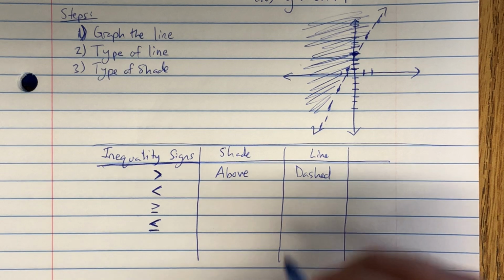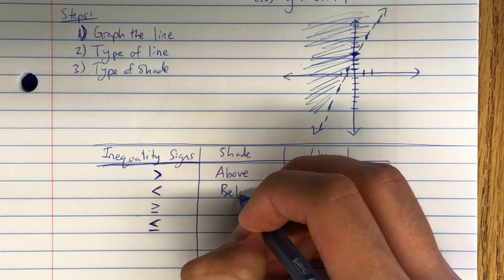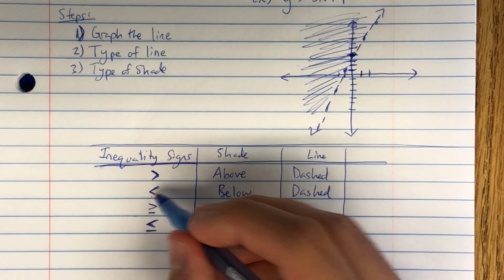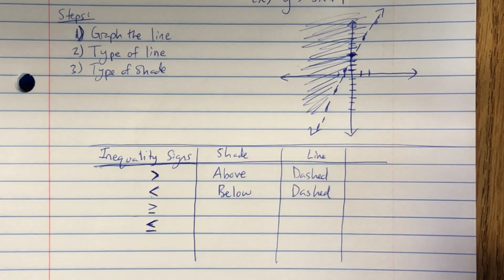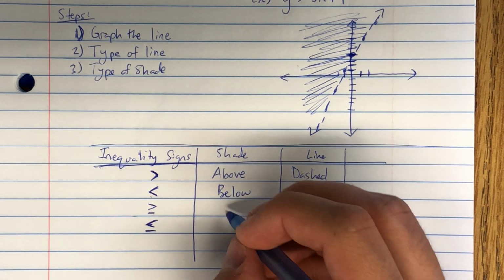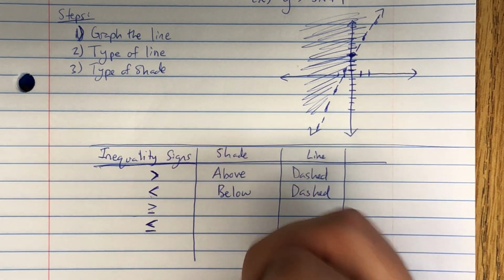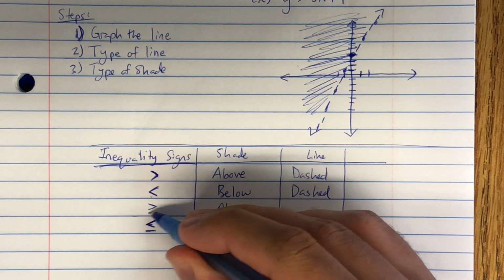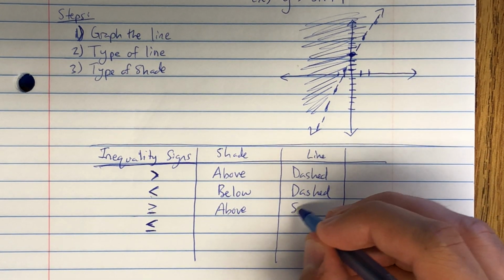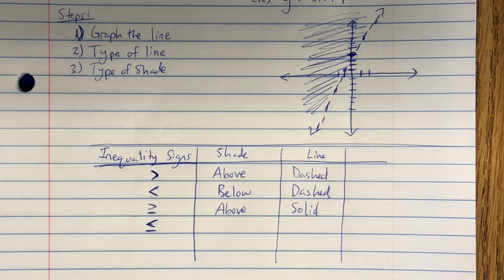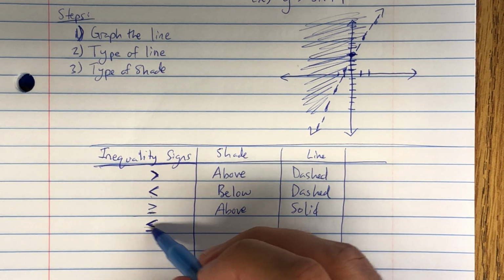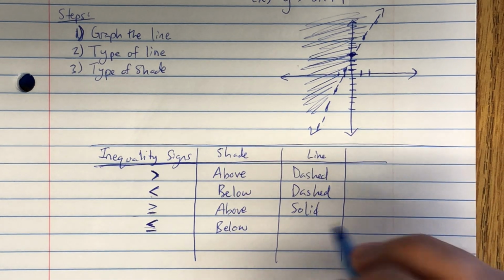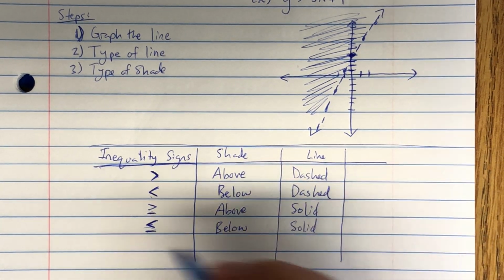When it's less than, we would shade below. And again, we would have a dashed line because it's not including the points on the line. When it's greater than or equal to, so greater than again means above. But since it is or equal to, that means you include the points on the line. So you would draw a solid line. When it's less than or equal to, you shade below. And you would also have a solid line because of that or equal to part.